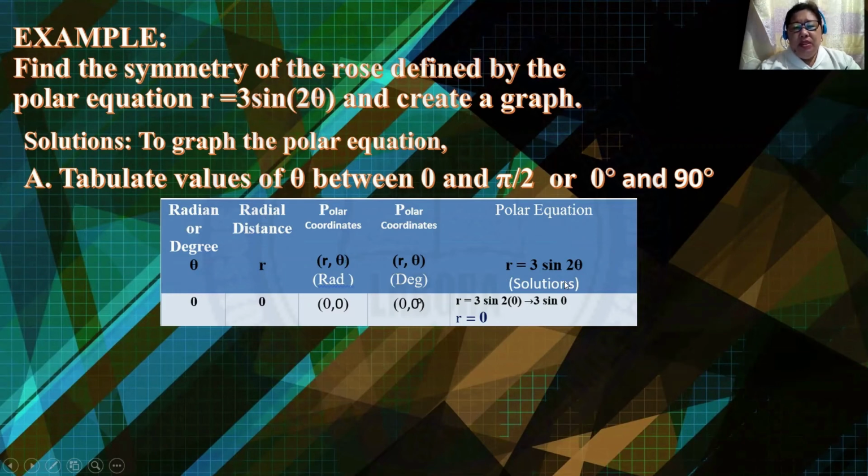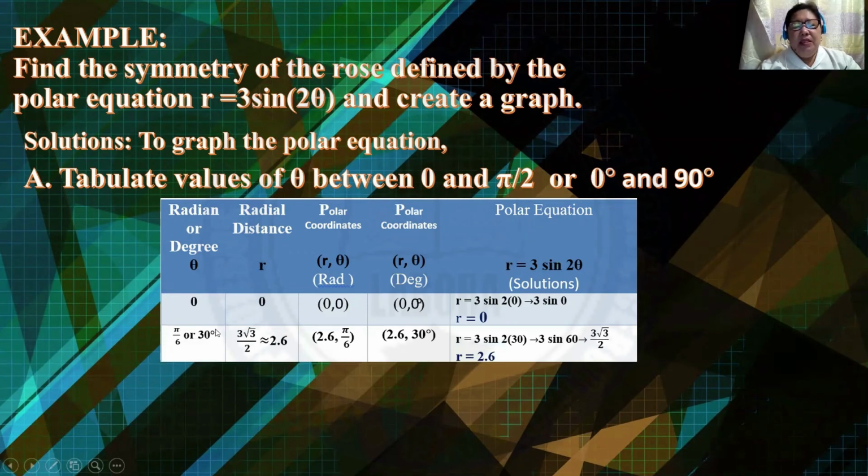With the solutions here. So first, let us have 0 degrees. So the radial distance is 0. Polar coordinates in radian is 0, 0. The polar coordinates in degrees, 0 and 0 degrees. Then, using the polar equation r equals 3 sine 2 theta, this is now 3 sine 0. 2 times 0 is 0, in which r is equal to 0.